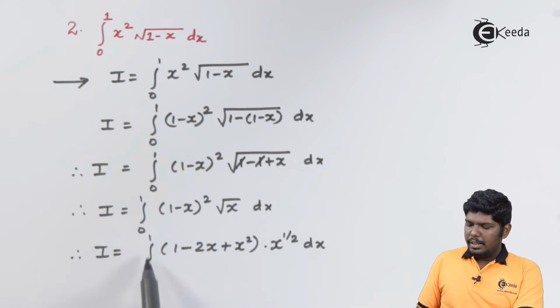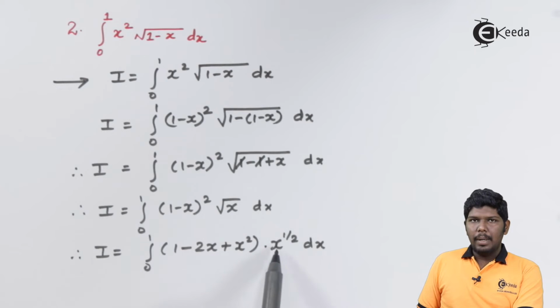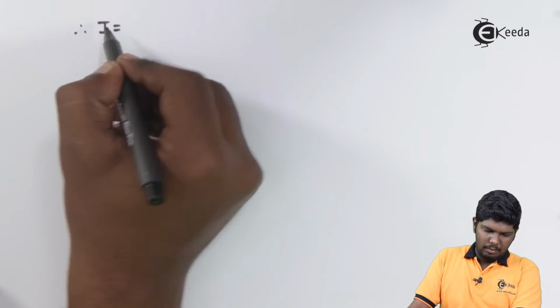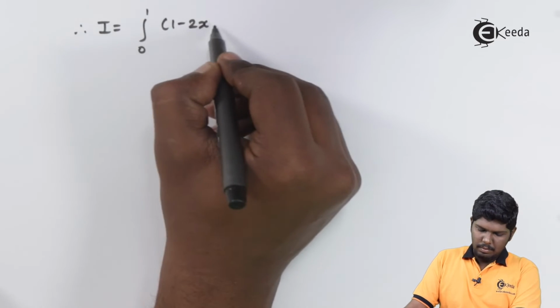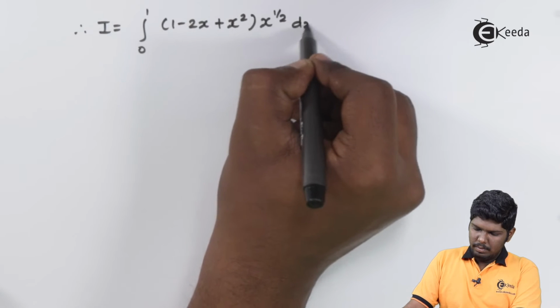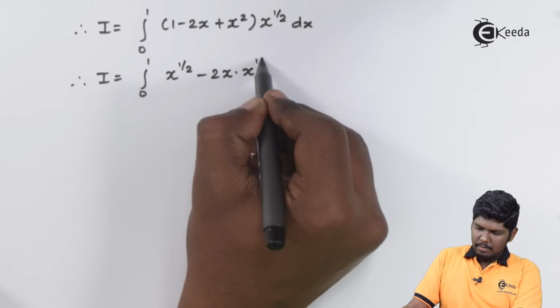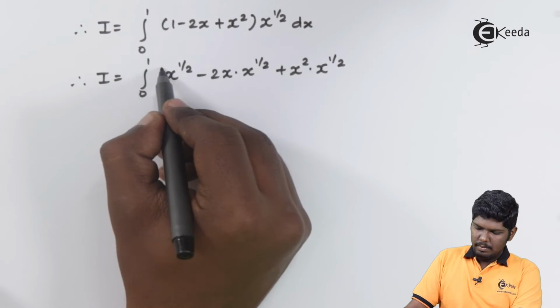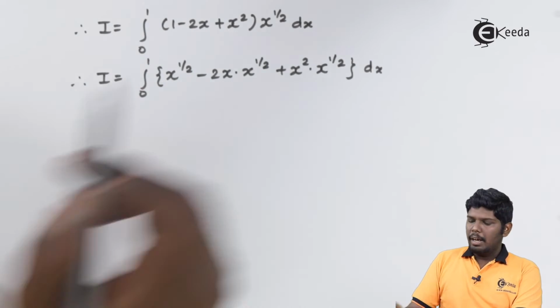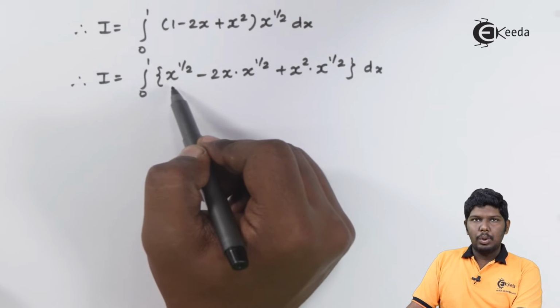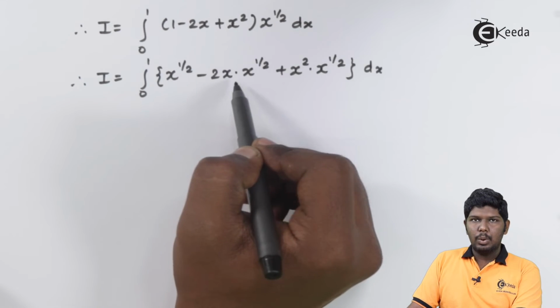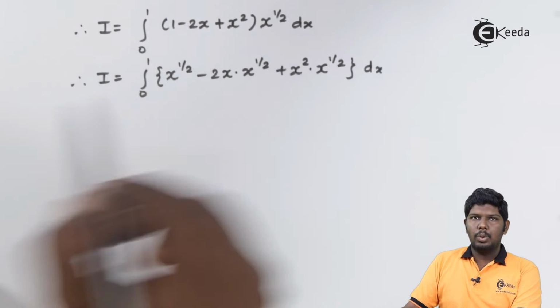This will give you integral 0 to 1 minus 2x plus x square into x raised to half dx. In the next step, we can multiply this x raised to half to all the three terms present inside the bracket. Therefore, we have x raised to half into 1 is x raised to half minus 2x into x raised to half plus x square into x raised to half.